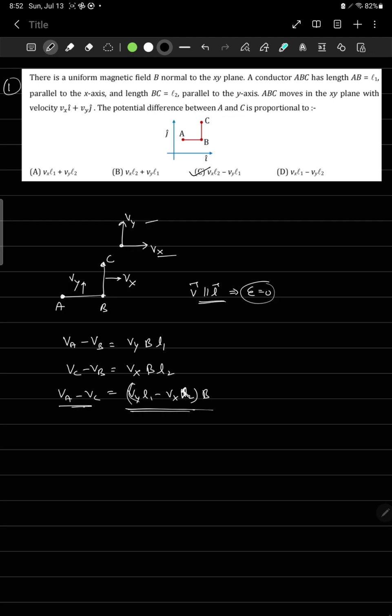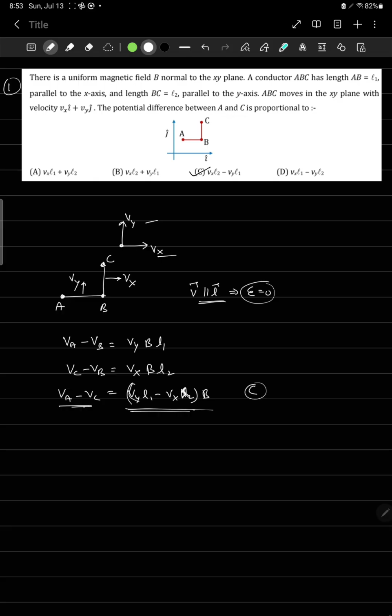Okay. The minus sign could come based on the direction of the magnetic field. It's not mentioned clearly whether the magnetic field is outward or inward, so I assume the magnetic field is inward. But we only need to find the proportionality, so that is the correct option. So C is correct here.